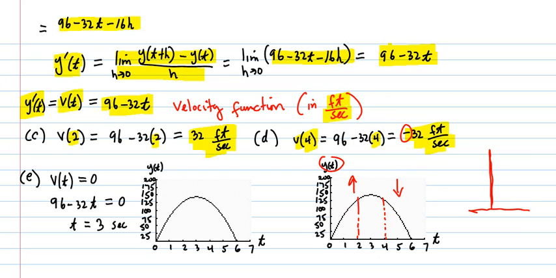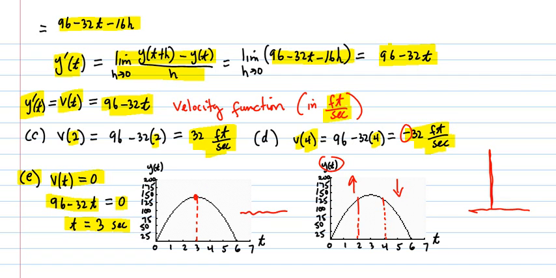Part E says what happens when the velocity is 0. So set v of t equal to 0. That's this. Set it equal to 0. Solve it out, and you get t equal 3 seconds. So on the picture, what's the significance there? Well, at t equal 3, you're here.